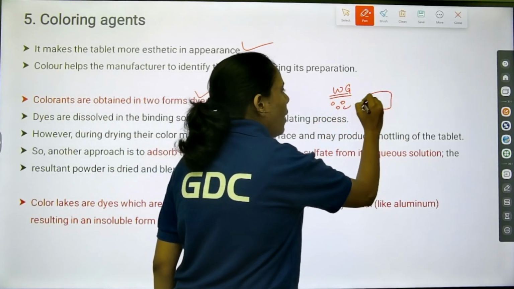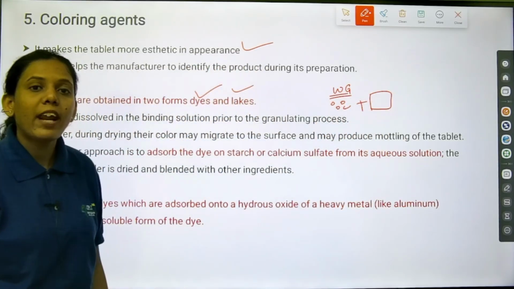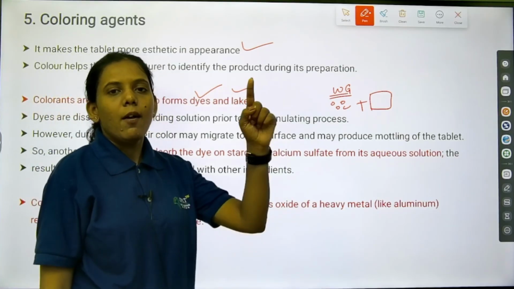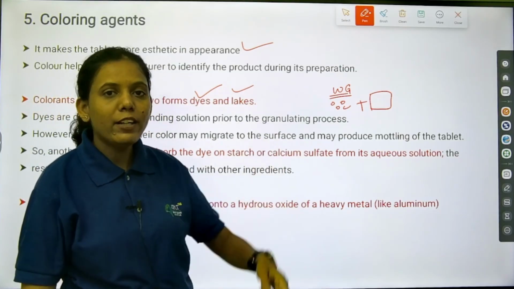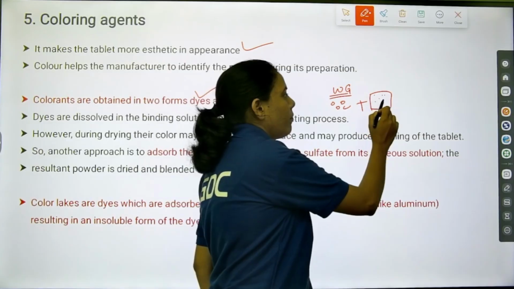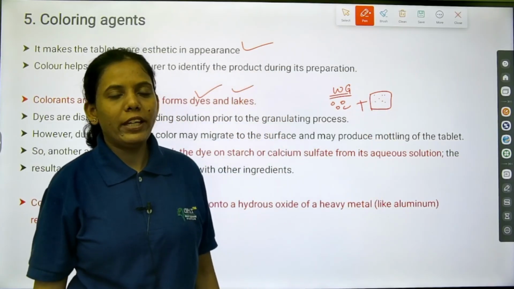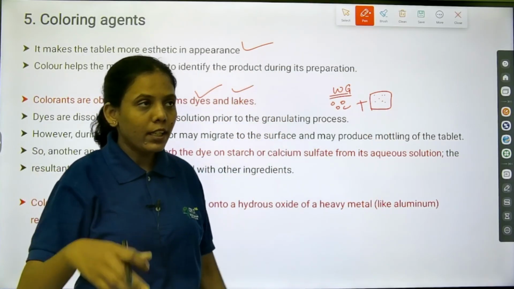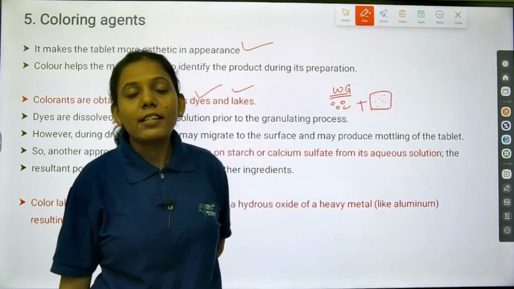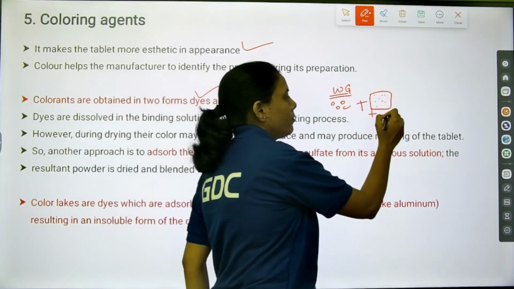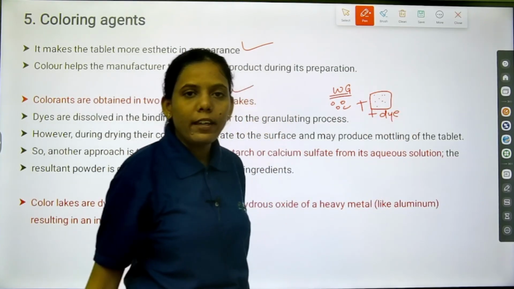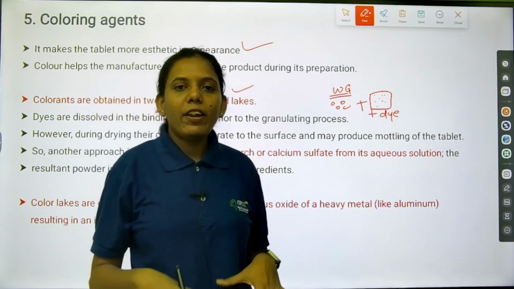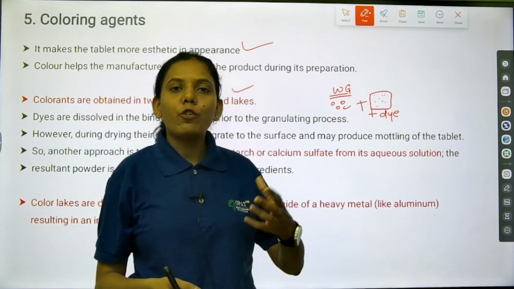Plus you will have certain kind of granulating agent we have seen. Starch paste, liquid glucose, right? So they are liquid in nature. So what they used to do initially, the scientists, they used to add color into this starch paste plus dye, right?